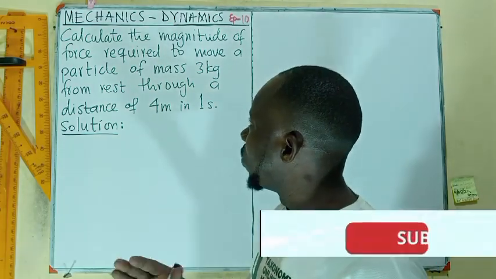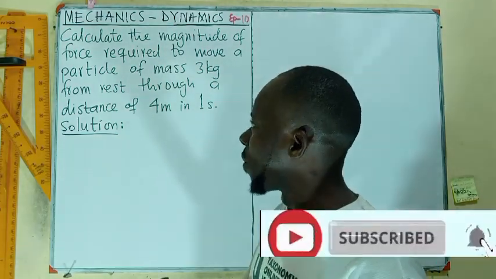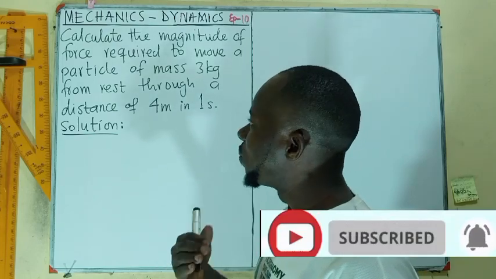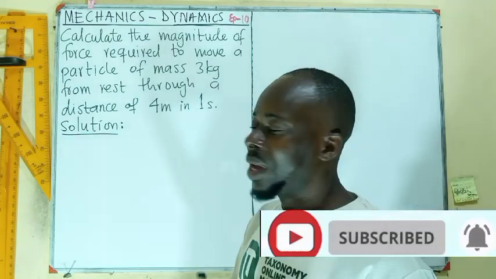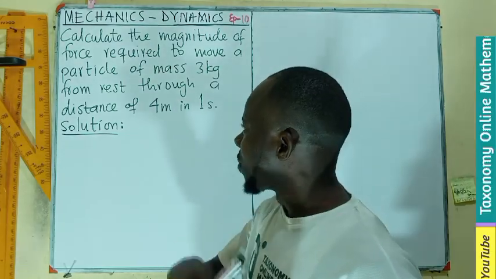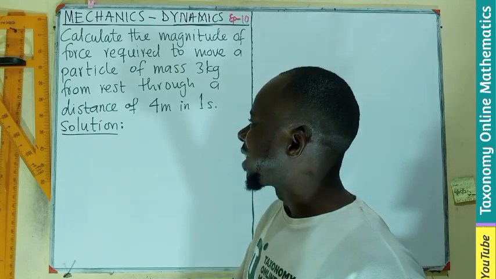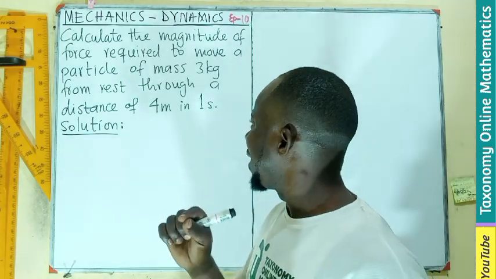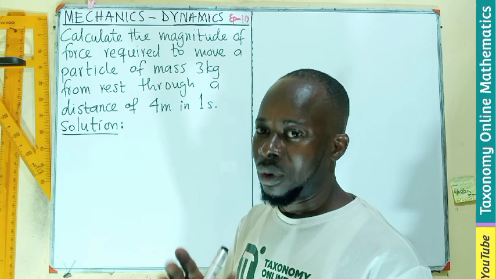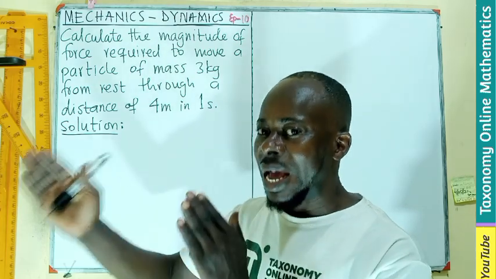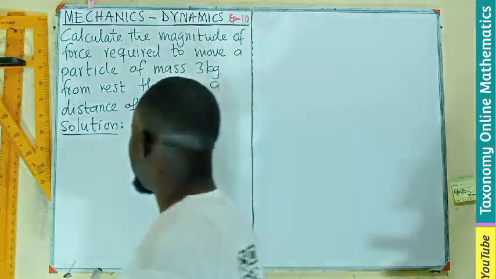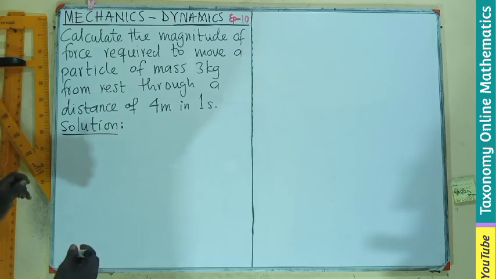So we are to calculate the magnitude of force required to move a particle of mass 3 kg from rest through a distance of 4 meters in 1 second. So as usual, we outline the preamble, the information we have from the question as data.